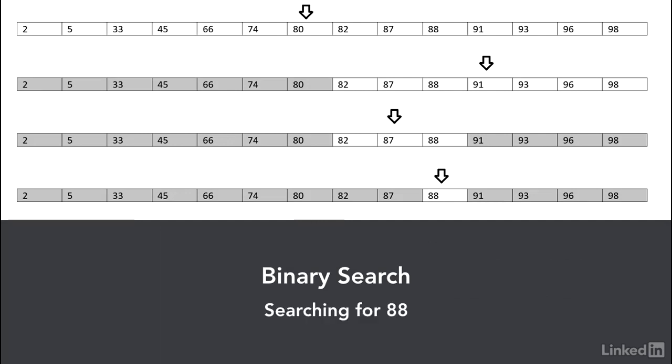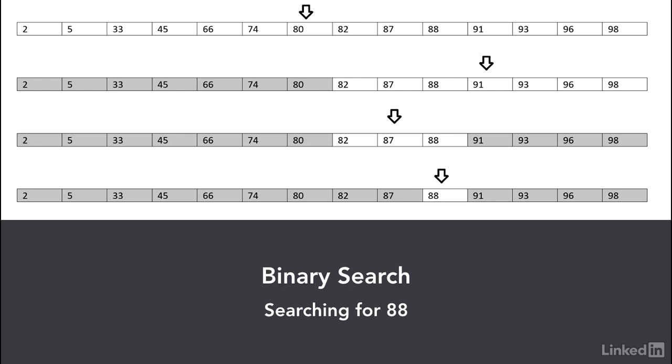Let's say I'm searching for the number 88. Our algorithm will look for the midpoint, which is 80. And then it'll compare to see if 88 is greater or less than 80. If it turns out to be false, that 88 won't be on the left-hand side because 88 is clearly greater than 80, it's eliminated. So what you see here in gray with 2 through 80 is completely eliminated and ignored.